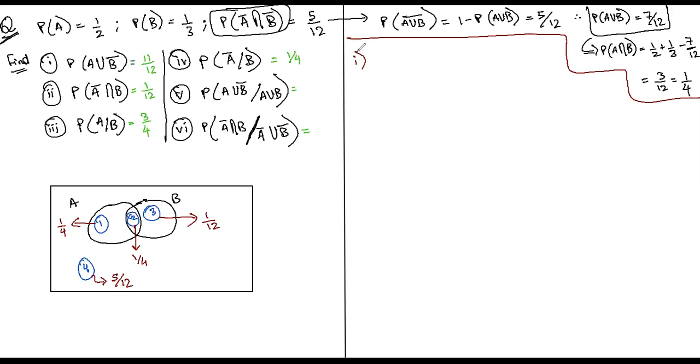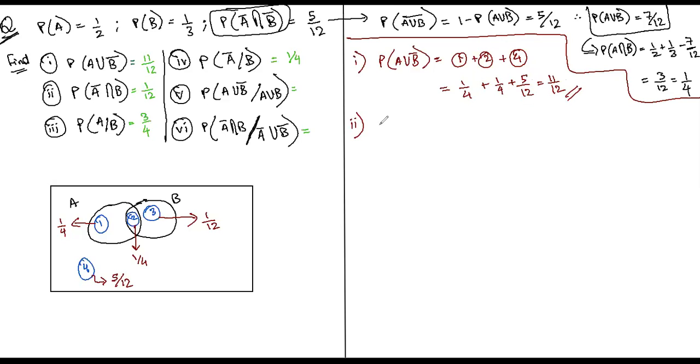So what will the first one be? The first one is P of A or not B. You just have to add. A is region 1 plus region 2. Okay, and not B, what is not B? Not B is region 4. You have to add only once, so just add region 4 as well. So this will be region 1's 1 by 2, this one's 1 by 4 and this one's 5 by 12. Adding everything gives 11 by 12.